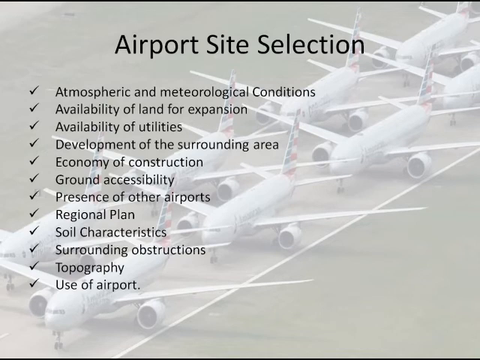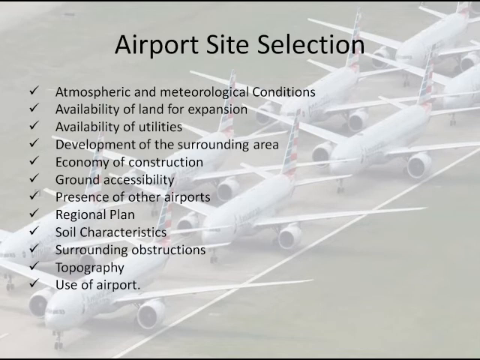If this precaution is not taken, there will be severe air traffic congestion due to the limited airspace, and it will result in the reduction of the airport capacity. Our eighth point is the regional plan. The airport site should be selected in such a way that it fits approximately in the regional plan. Such an airport will form an integral part of the national airport network.